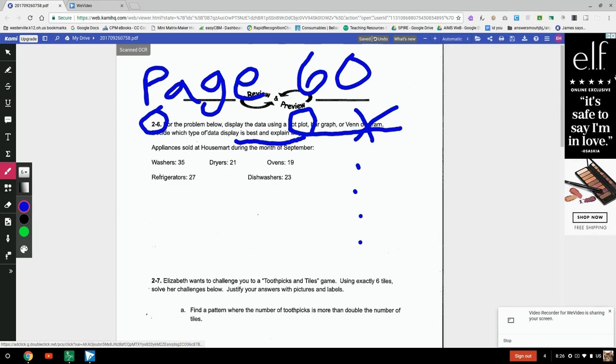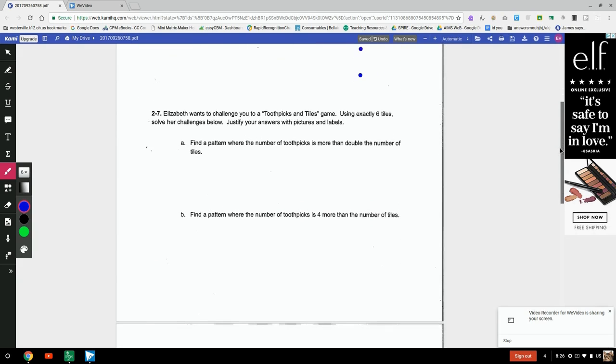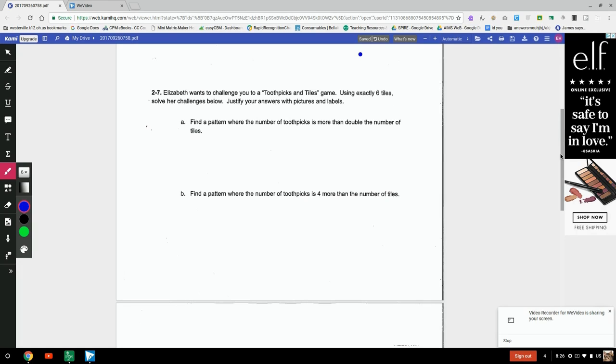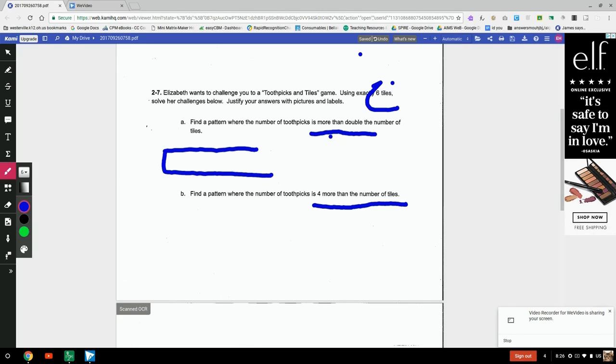Moving on to the next question. We're just going back to our toothpick game. So that's using area and perimeter. You have 6 tiles. You're supposed to solve the challenges below. So for A, you want more than double the number of tiles. And for B, you want to have only 4 more toothpicks than tiles. Just to get you started, see if you can figure out another one. But there's a pretty easy one right here. You just drew a straight line and you have 6 tiles.